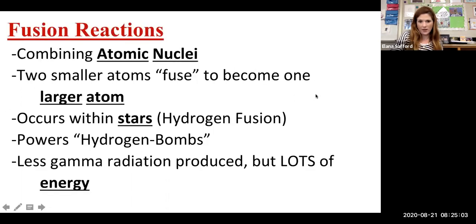Fusion reactions, on the other hand, are what occur in our stars and also in hydrogen bombs. It happens when atomic nuclei come together. If they are too lightweight and unstable, they will fuse together and become more stable. Not much gamma radiation is produced, but a whole lot of energy.